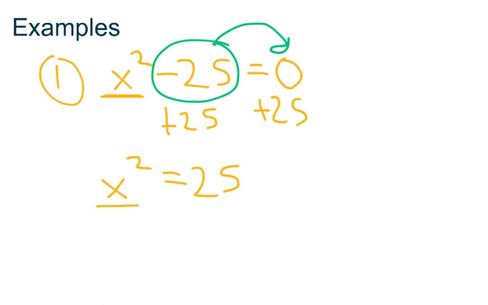Once we've isolated the term that's being squared, you take its square root, and we're left with 5 or negative 5, because it could be positive or negative. So that's the first example. This one, again, very straightforward. But now let's kick it up a notch.